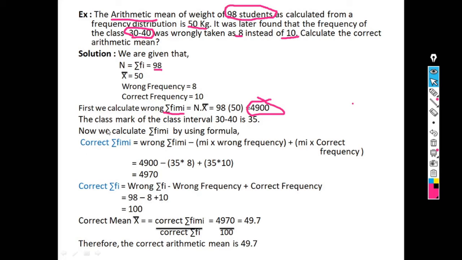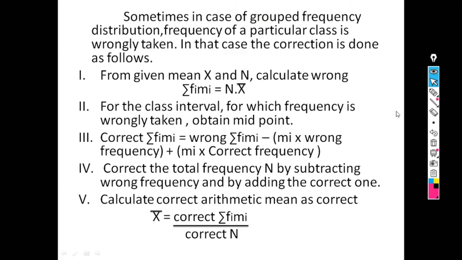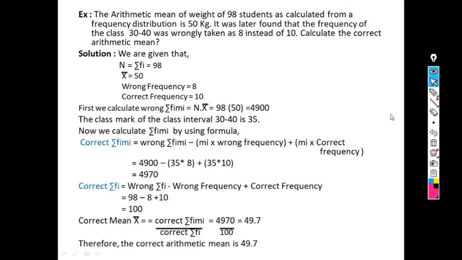First we calculate correct summation of fi into mi, that is 4970. After that correct summation of fi, that is 100. Then the formula for correct mean is x bar is equal to correct summation of fi mi divided by correct summation of fi. So 4970 divided by 100, which is equal to 49.7. Therefore the correct arithmetic mean is 49.7. So in this way we can calculate wrong frequency for individual observation and for group frequency distribution.